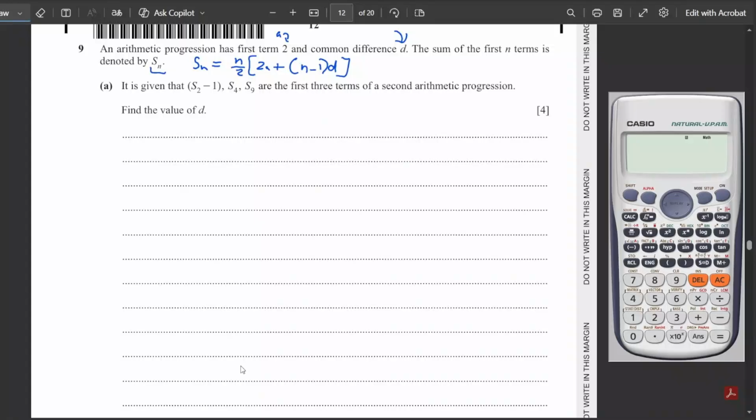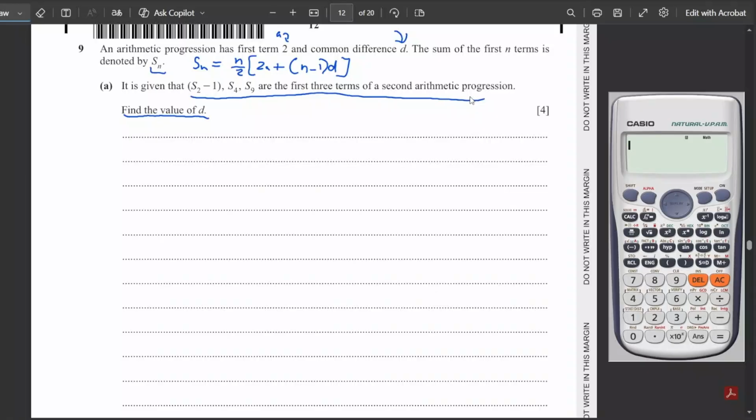The following line says it is given that S2 minus 1, comma S of 4, comma S of 9 are the first 3 terms of a second arithmetic progression. Find the value of d. Now, this is probably hella complicated as to what we're supposed to do. And let's first ignore this part. Let's first ignore what we have to find. Let's first make sense of all of this information over here.